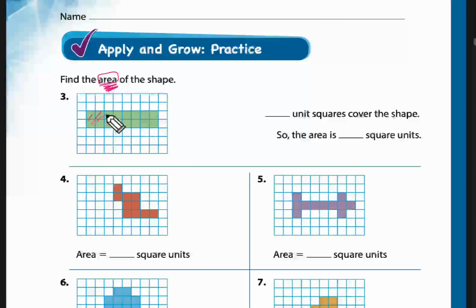So here we need to find this space or this surface that the shape covers, or the space inside the shape. How to find it? Abdulaziz, I'm solving question 3 to remind you about the area. Do you know how to find the area? To count. I will count the shaded squares. Yes, exactly, so we will count how many squares cover the shape.